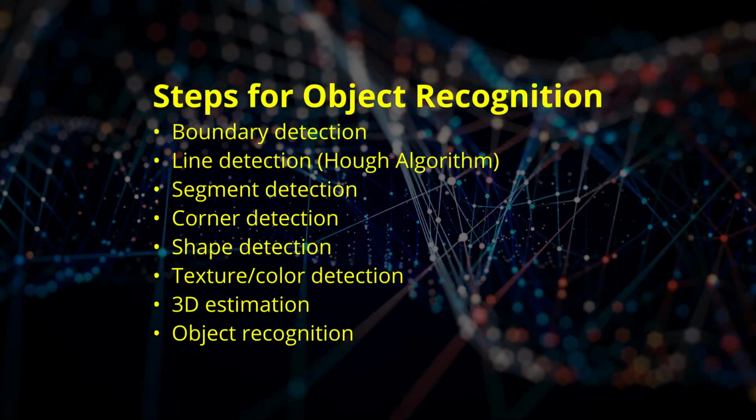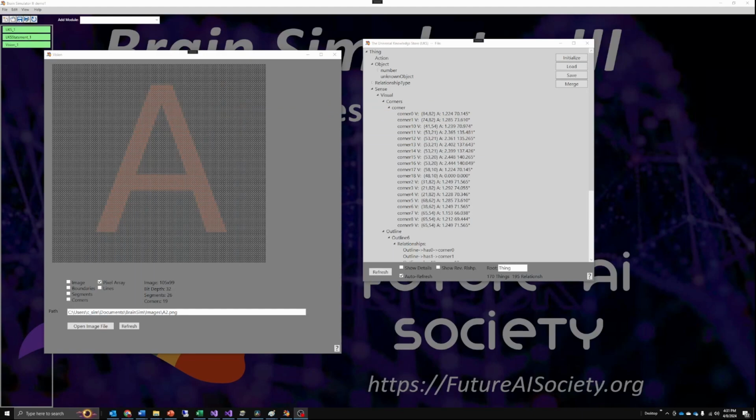Here you can see the entire process in action. From an input image, detect the boundaries. Use the Hough algorithm to locate lines in these boundaries. Convert these lines to segments. Find the corners at the intersections of segments. Put the corners into the UKS for downstream shape and object recognition, which I'll cover in a subsequent video.